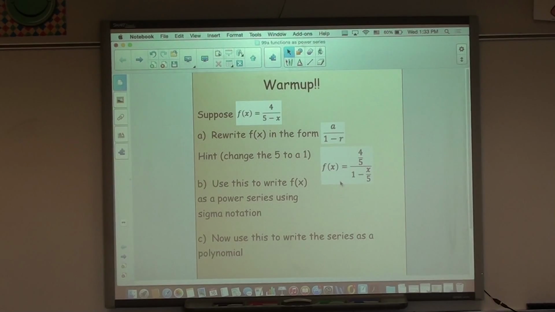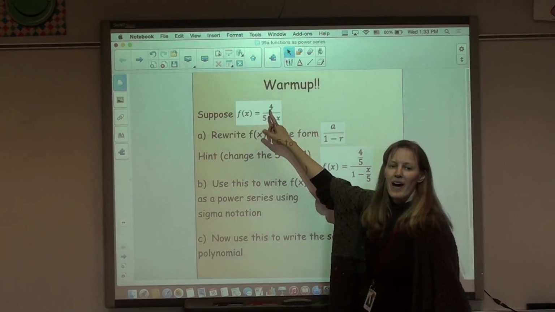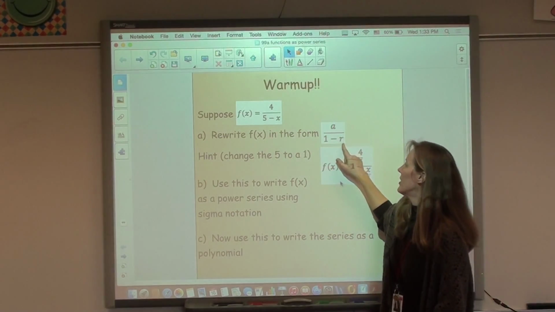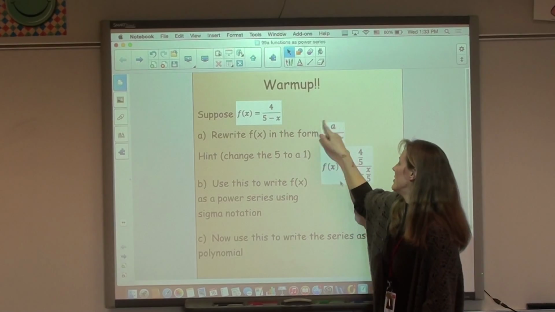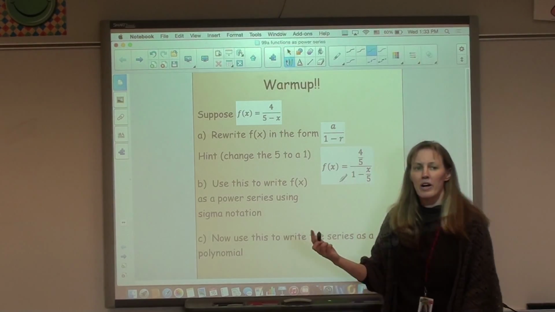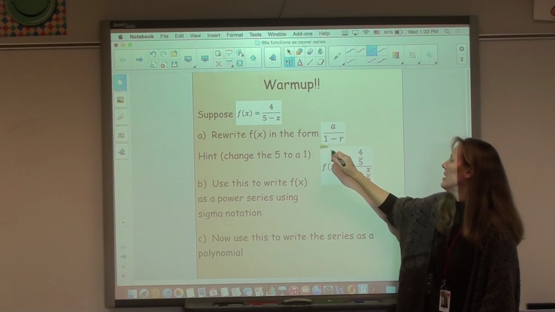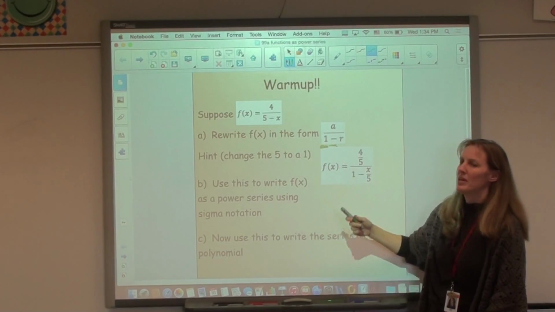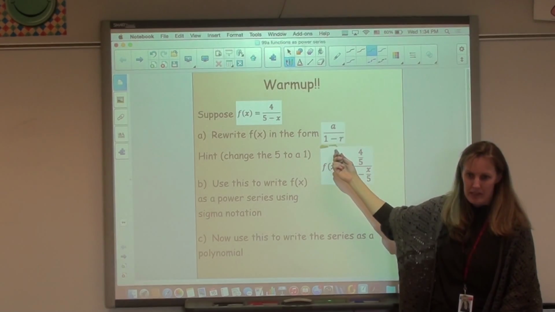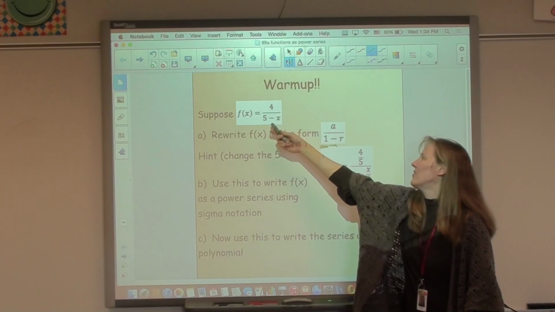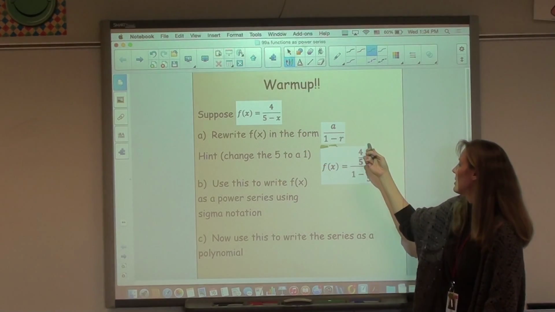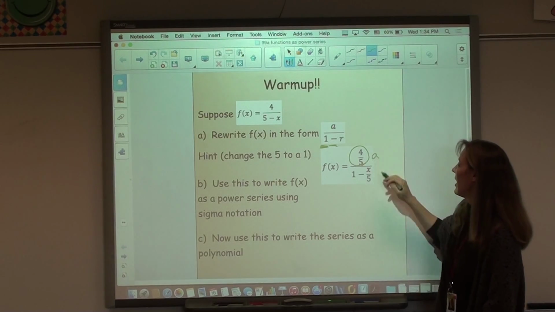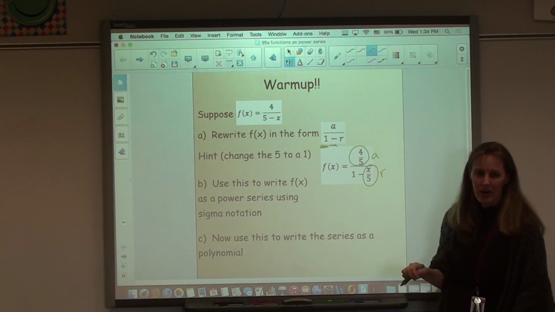So, we started with 4 over 5 minus x. We want to get this in the form a over 1 minus r. The big thing to note is in this formula, there are only 2 requirements. You have to have a 1 and you have to have a minus sign. Right? This can be anything, this can be anything, this has to be a 1, this has to be a minus sign. So if we divide top and bottom by 5, we end up with 4/5 over 1 minus x over 5. That's our a, that's our r.